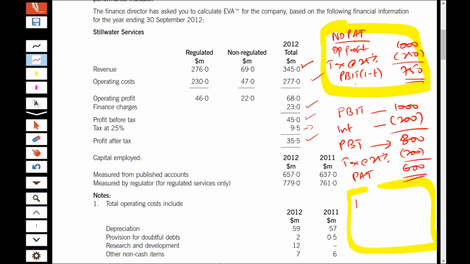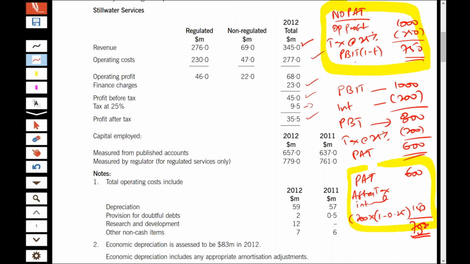So if I have to calculate the NOPAT, I've got another way of doing it, which is I can start off with a PAT of 600. And I can add the after-tax interest. The after-tax interest that I need to add is going to be 200 multiplied by (1 - T), so 1 - 0.25. So this is going to be 150. And hence you would again be standing at PBIT (1 - T). Is that okay to you?